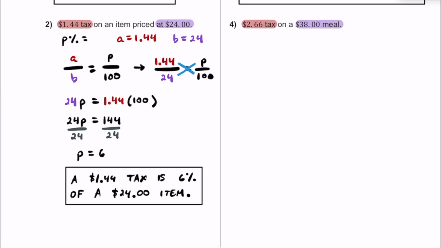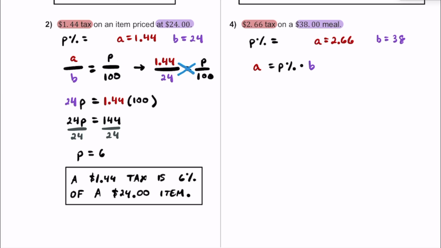That's going to be part of the entire meal. We're going to figure out what percent that tax is. Different places are going to have different percentages on that tax. So let's go ahead and find that P percent. Our part here is going to be A, that's just going to be 2.66. And our B is going to be the total price of the meal, which is $38. I'm going to go ahead and use the percent equation again, which is just saying A is equal to P percent multiplied by whatever B is equal to.